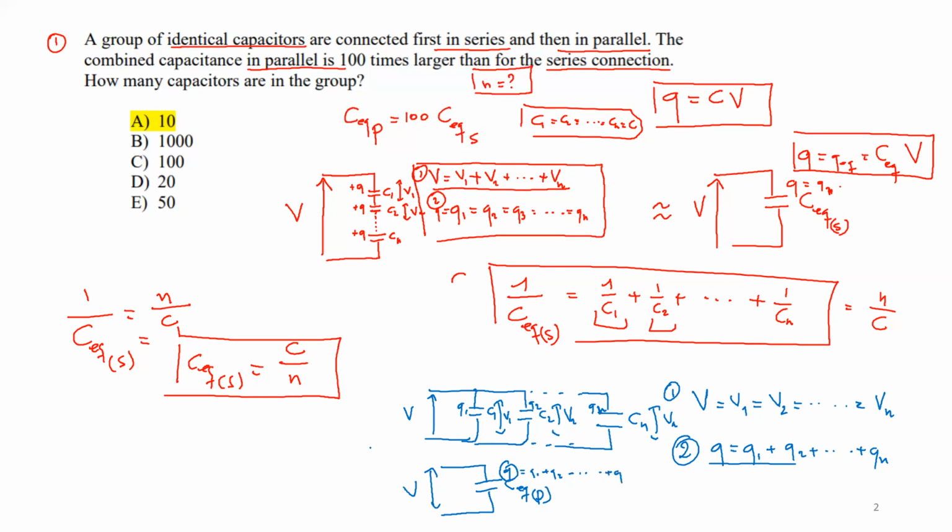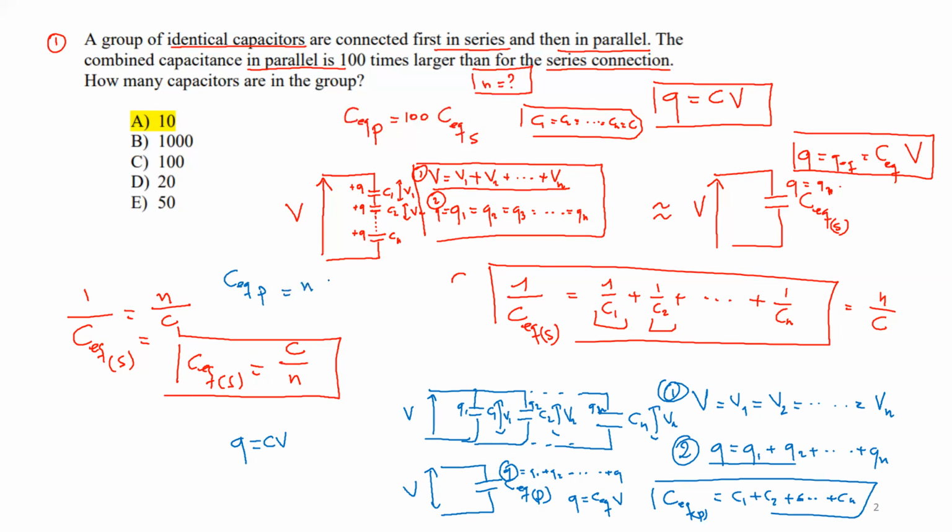Now, using this and the fact that, of course, charge is CV, and using these two equations, so here I will have charge Q is just C equivalent V, and using these two equations, we demonstrated that C equivalent in parallel is just C1 plus C2 plus Cn. Do you remember this? Okay, good. So that means my C equivalent parallel is just N times C, because I'm just adding them.